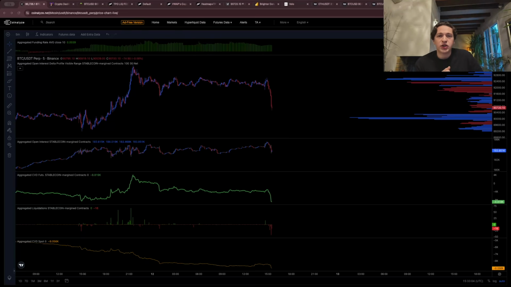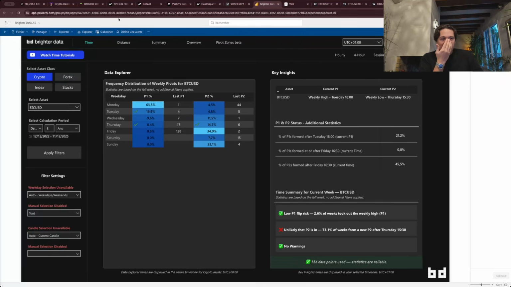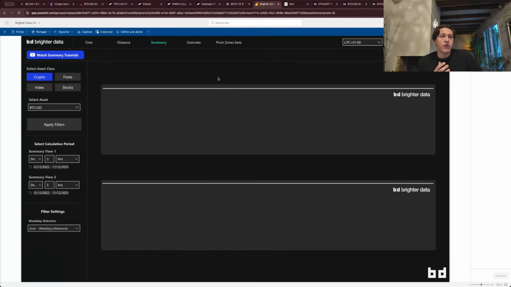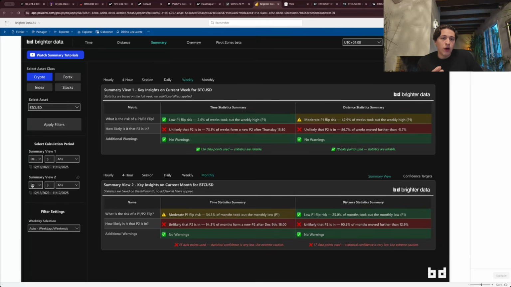That's fine. So now, the last thing I want you guys to understand is also the data that I use. So I will use, for example, Brighter Data, which is a tool that allows you to see probabilities when it comes to trading. So for example, if we go on the summary here, we will have the weekly and the monthly, and we can see that we use the data from the last 3 years, okay, since the start of the bull market. And we can see, for example, in the weekly that based on time and based on the last 156 weekly candles that we have only 2% chances to take out the weekly high.